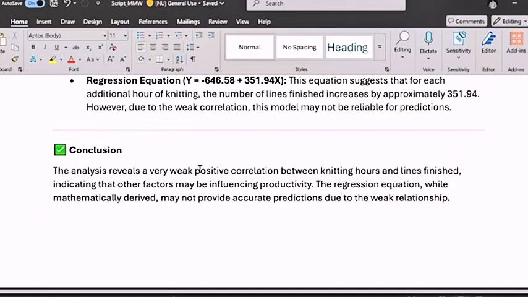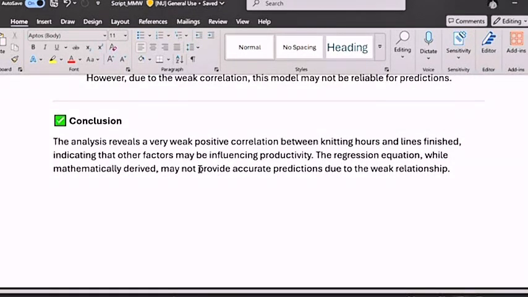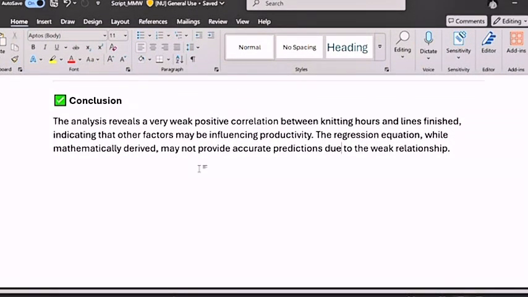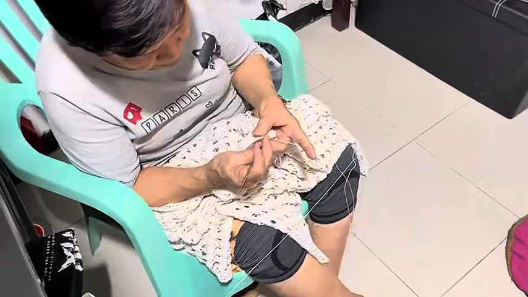Concluding, the analysis reveals a very weak positive correlation between knitting hours and lines finished, indicating that other factors may be influencing the productivity. The regression equation, while mathematically derived, may not provide accurate predictions due to the weak relationship.